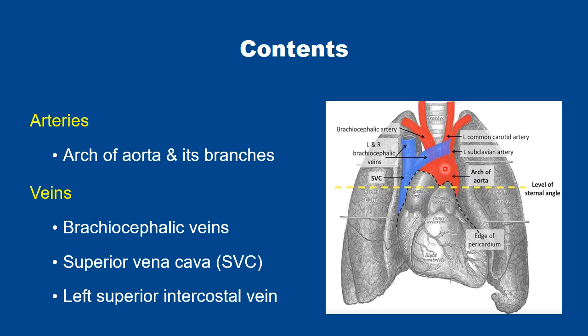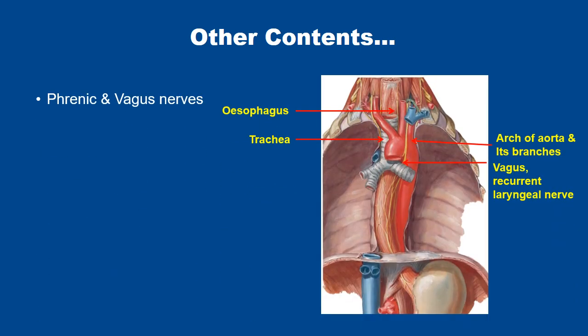If we look at the veins, it contains the superior vena cava, then the left brachiocephalic vein and the right brachiocephalic vein and the left superior intercostal vein. Along with these arteries and veins, the superior mediastinum also contains some other structures like the pharynx and the vagus nerve, then the left recurrent laryngeal nerve.